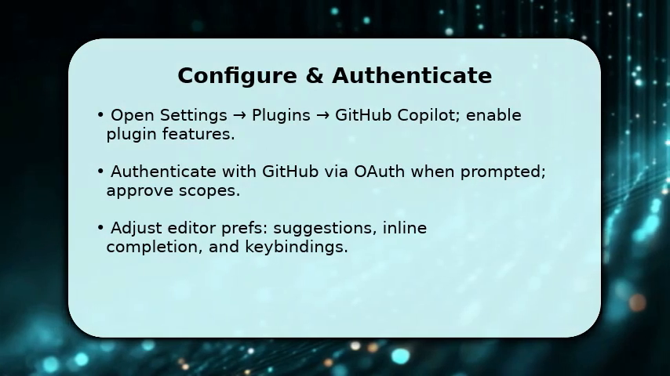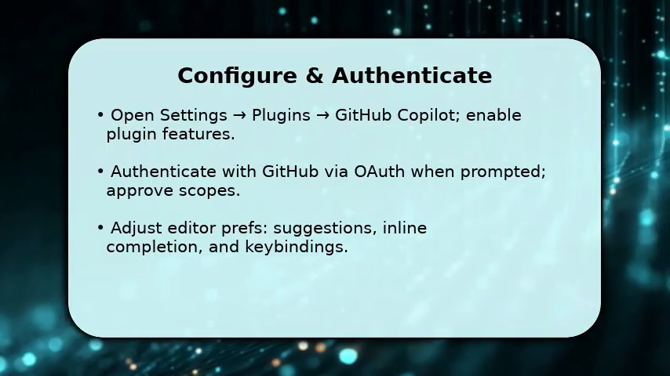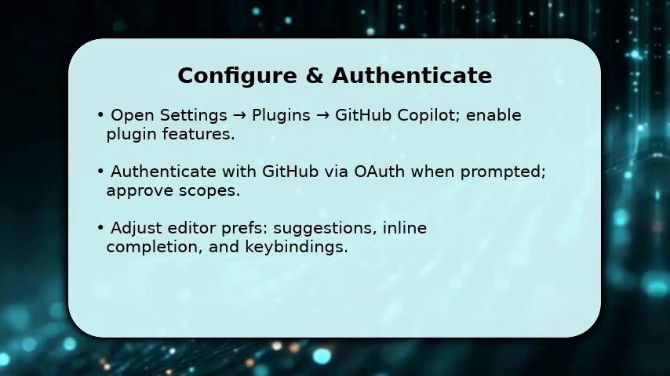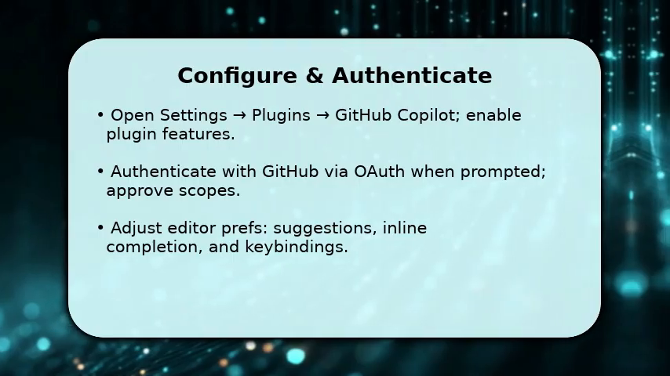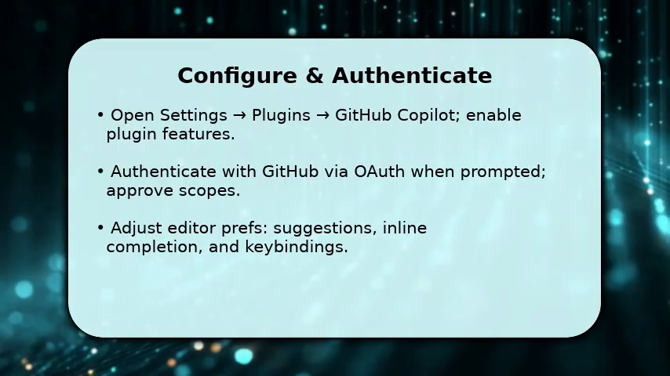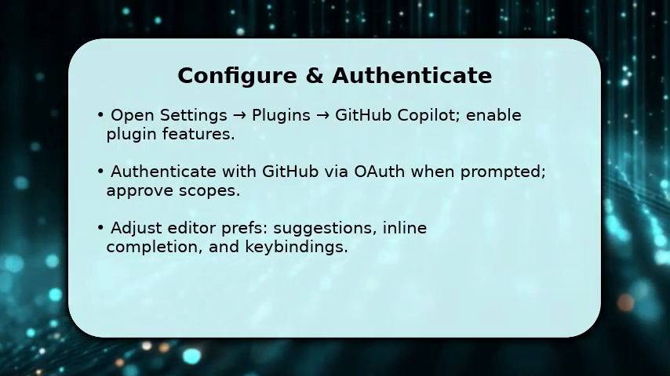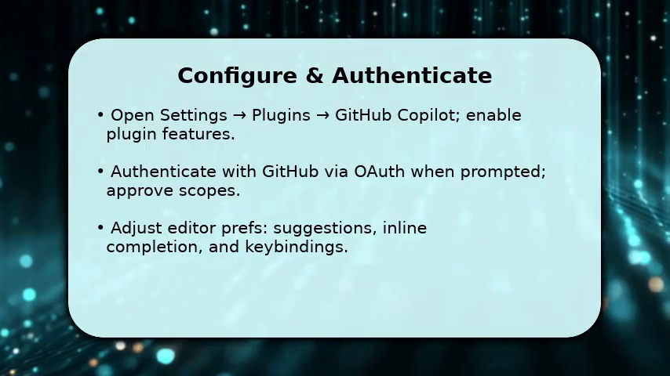After restart, open Settings and navigate to Plugins, then GitHub Copilot to enable it. This ensures the plugin is active in the current IDE instance. Next, trigger authentication. IntelliJ opens a browser window for GitHub OAuth. Approve the requested scopes so Copilot can generate suggestions inside your projects.